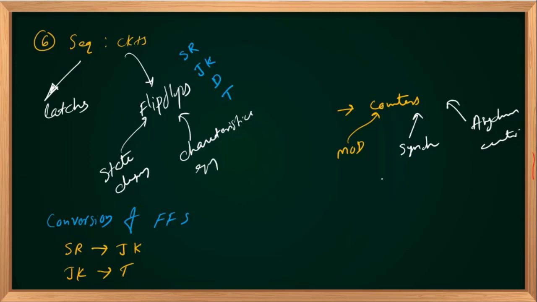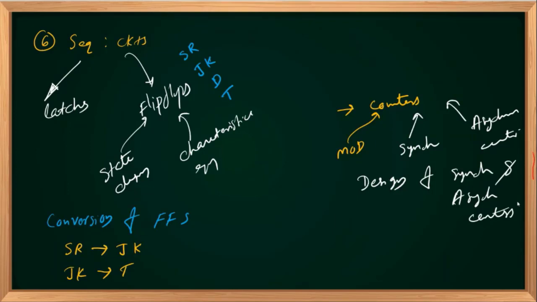After this, we will be designing one or two counters based on our requirement. Design of counters. Design of synchronous and asynchronous counters, right? We'll be discussing different counters: ring counter, Johnson counter, twisted ring counter, etc. Mod 3, mod 4, mod 5, etc.